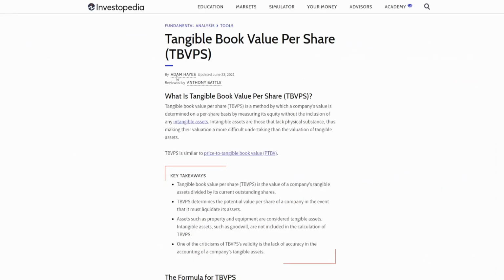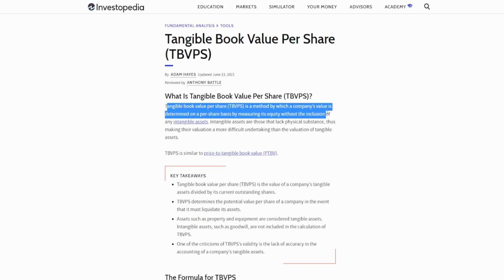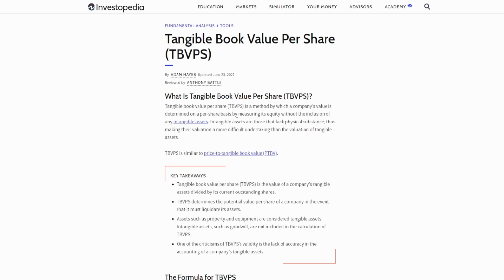Speaking of tangible book value, reading up on what this actually is, the tangible book value per share, TBVPS, is a method of which the company's value is determined on a per share basis by measuring its equity without the inclusion of any intangible assets. The intangible assets are those that lack physical substance, thus making their evaluations a more difficult undertaking than the valuations of a tangible asset.